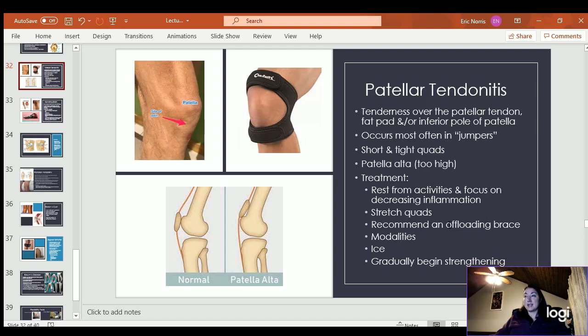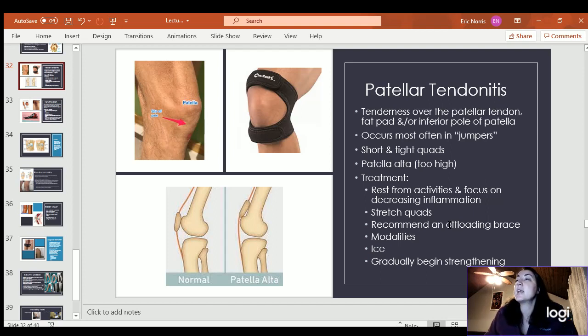Patellar tendonitis. So we've learned about tendonitis at the elbow and other areas. It's pretty much the same. Inflammation of the tendon. If it progresses to chronic inflammation, it can turn into tendinosis, which of course means that the tendon is starting to break down and more easily torn. So be very careful. It's very important to treat it when it first starts rather than letting it go on.